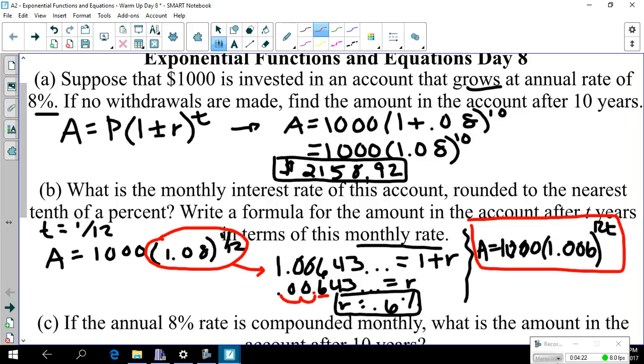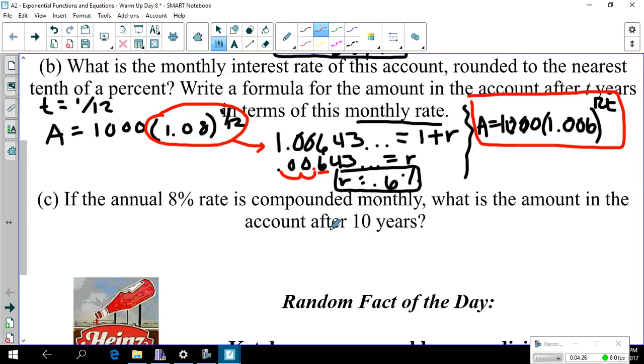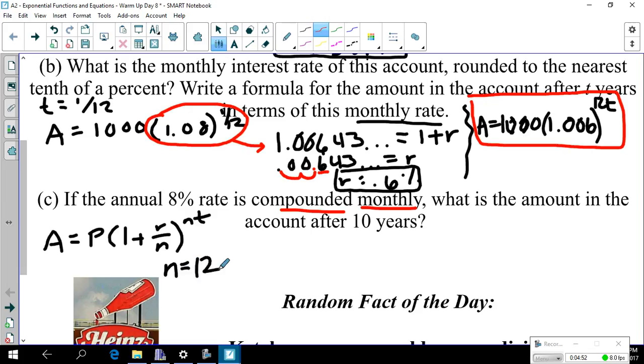Okay, and then finally, this is going to be the last type of formula we've done so far. If the annual 8% rate is compounded monthly, what is the amount in the account after 10 years? So anytime you've got compounding involved, you should be thinking of A equals P times (1 plus R over N) raised to the NT. And remember, that means N is the number of compoundings per year. So if we're compounding monthly, what's N? N is 12. So I'd have A equals 1,000 times (1 plus that original 8%, so 0.08 over 12) raised to the 12 times 10, or 120.